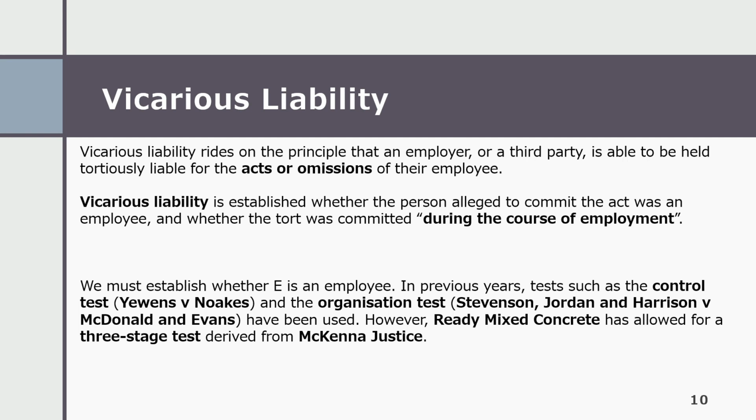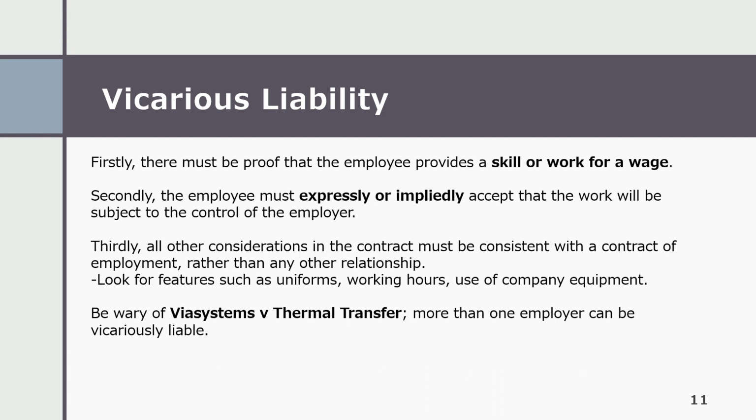So in previous years, tests such as the control test in Yewens v. Noakes and the organisation test in Stevenson, Jordan and Harrison v. MacDonald and Evans have been used. However, Ready Mixed Concrete has allowed for a three-stage test derived from McKenna J to be used. First, there must be proof that the employee provides a skill or work for a wage. Secondly, the employee must expressly or impliedly accept that the work will be subject to the control of the employer. Thirdly, all other considerations in the contract must be consistent with a contract of employment rather than any other relationship.